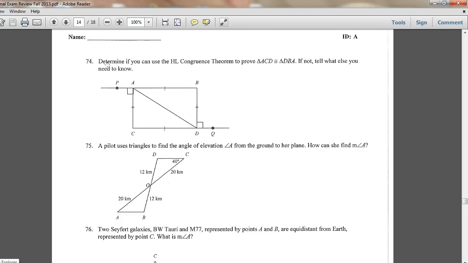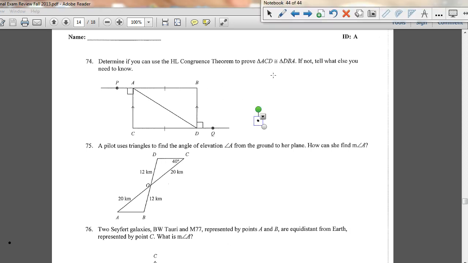Alright, we're on question 74. Determine if you can use the hypotenuse leg congruence theorem to prove triangle ACD is congruent to that one. If not, tell what else you need to know. So in this case, can you prove it?